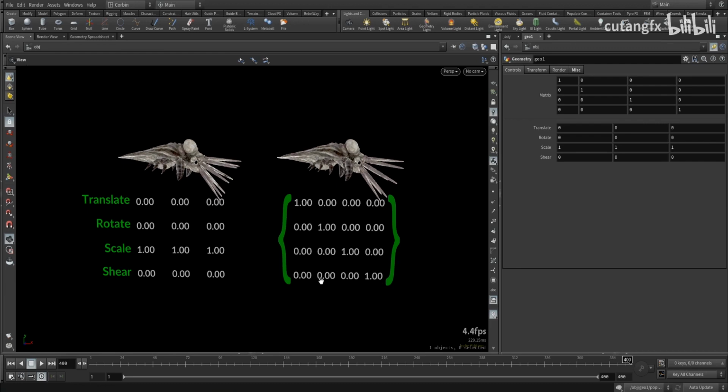So that is basically an empty matrix, but by empty, it doesn't mean all zeros. It means this diagonal pattern of ones, and then everything else is set to 0. Very similar to how the defaults for translate, rotate, scale, and shear are not all zeros. In the scale channel, it's ones.